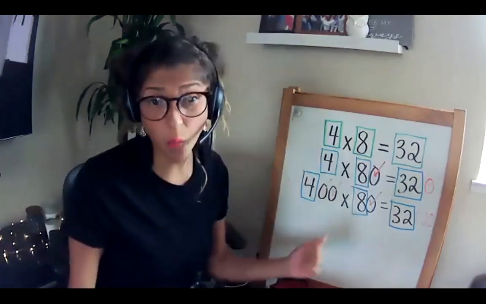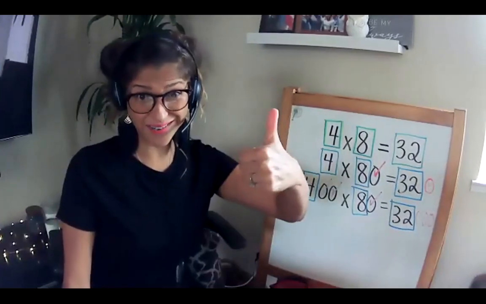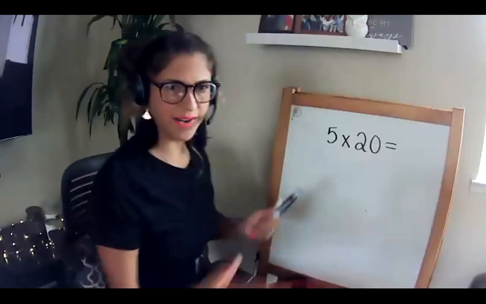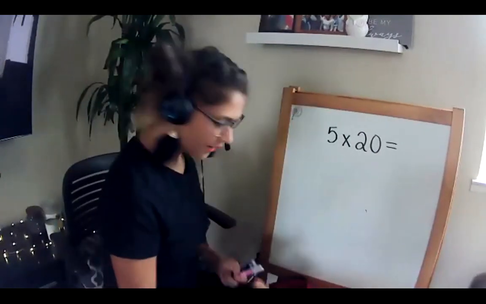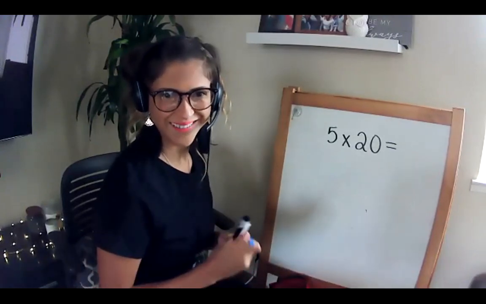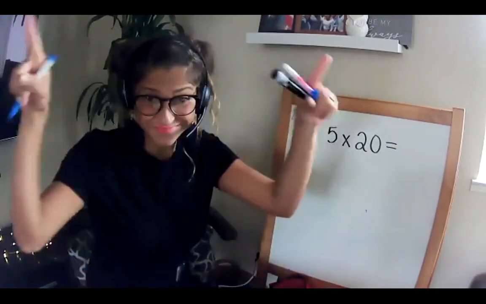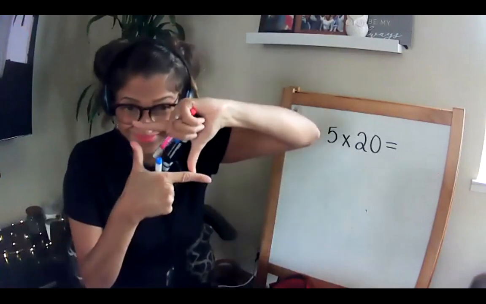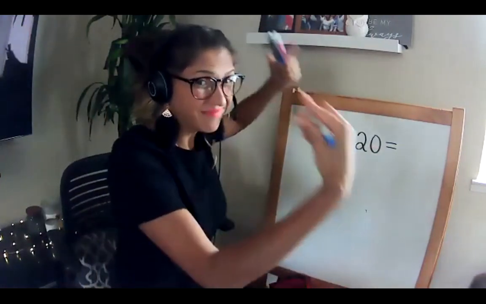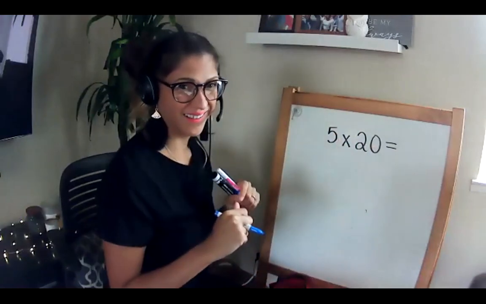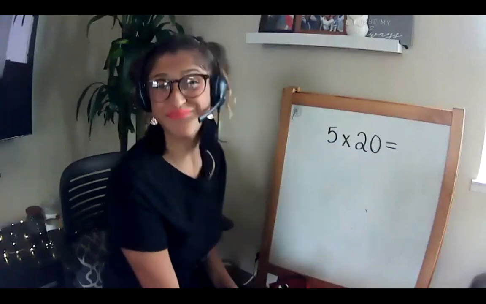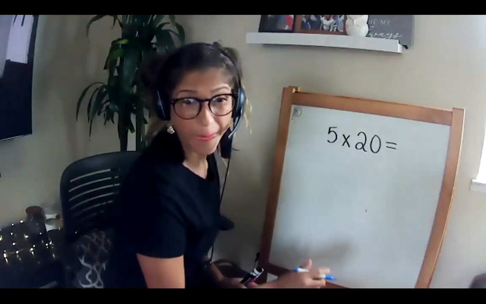All right, we're going to try one more. Are we all ready? Okay, cool. Let me erase. All right, next one. 5 times 20. My first step is to box my factors. All of them? No. The ones with the zero.